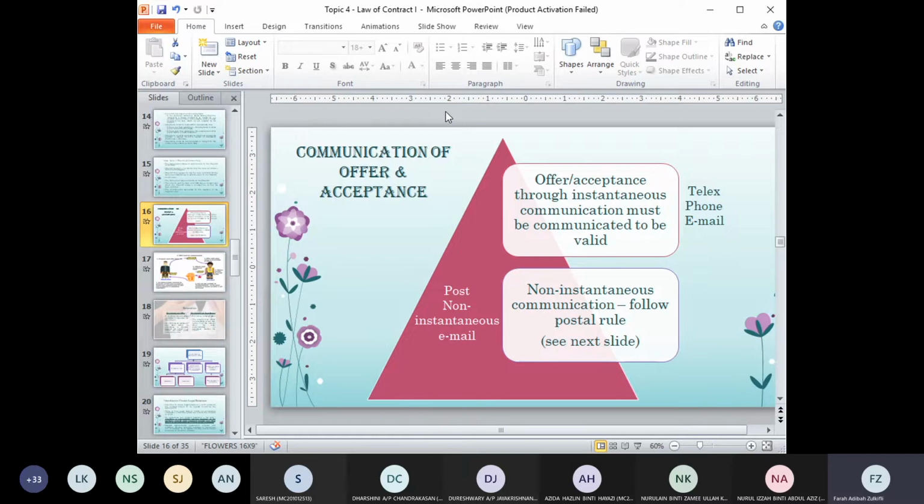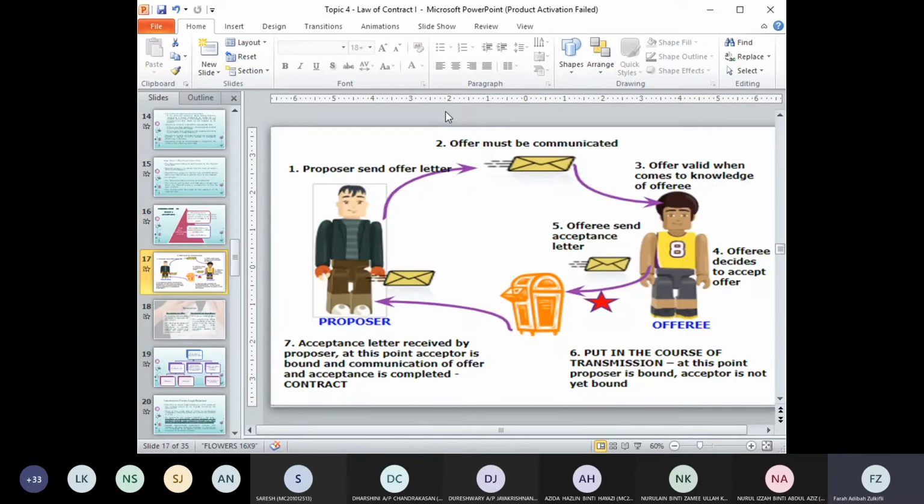What we call letter is what we call snail mail. When someone sends you an offer using a letter, which is what we call a non-instantaneous communication, it will follow what we call a postal rule. So what is a postal rule?